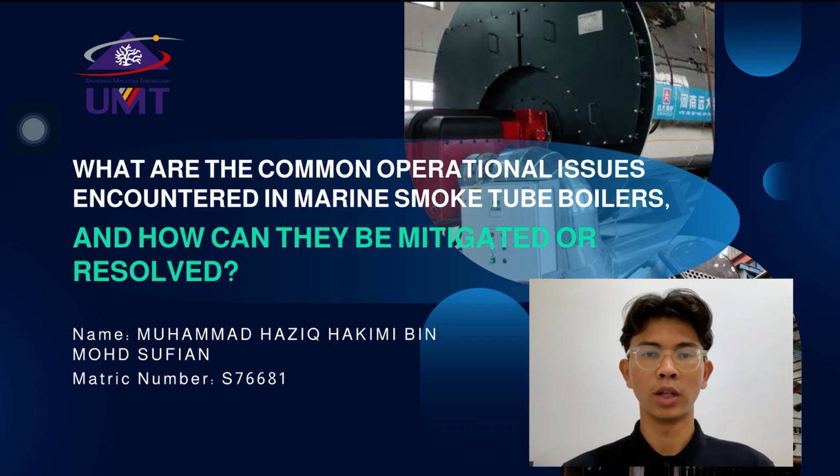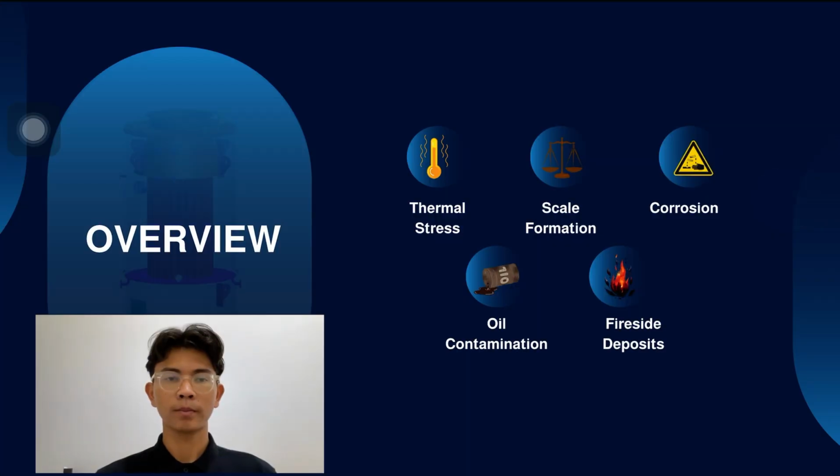Today I will be presenting on a critical aspect of marine engineering: the common operational issues encountered in marine smoke tube boilers and how we can solve them. There are 5 major enemies to the boiler that we will cover today. First is scale formation, corrosion, thermal stress, oil contamination, and fireside deposit.